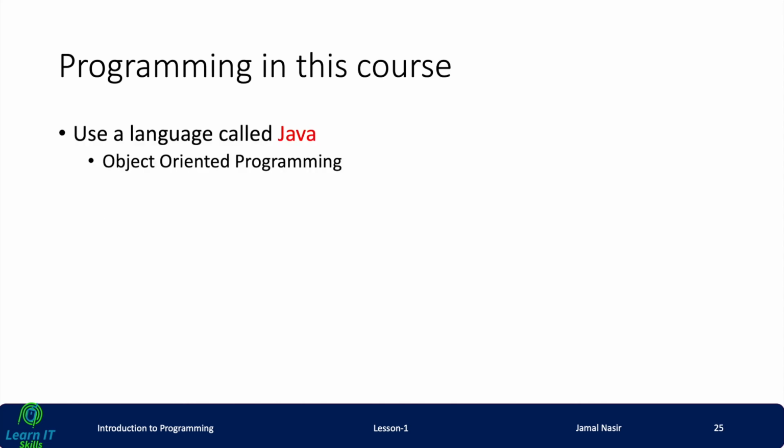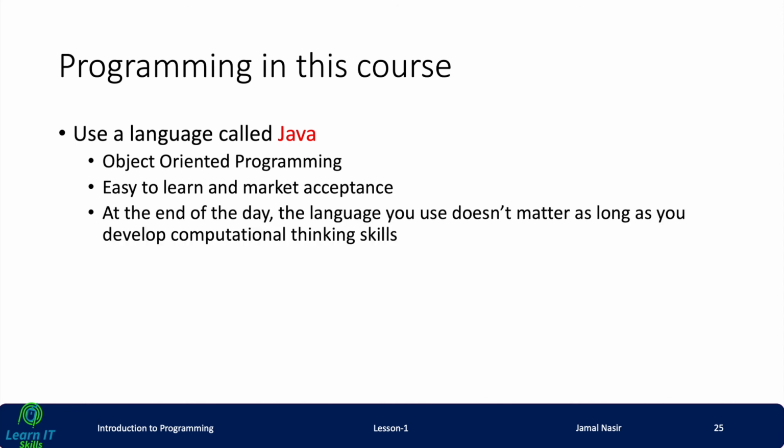So in this course we would be using Java, because Java is object oriented programming. It is widely accepted, easy to learn, and has market acceptance. At the end of the day, the language you use does not matter, right? As long as you develop computational thinking skills. If you can solve problems, if you can think about how to solve a problem, then you can write in any programming language.